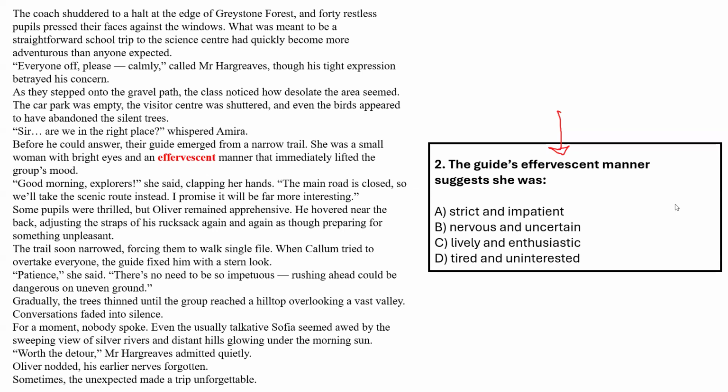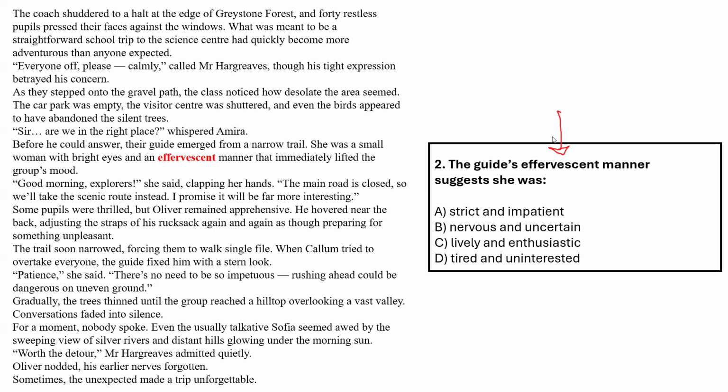Effervescent means that she is lively and enthusiastic, because it wrote that she was small. She was a small woman with bright eyes and an effervescent manner that immediately lifted the group's mood. It means that the children were very unhappy, but the lady with her enthusiastic manner made the children very enthusiastic. Wow, that's a brilliant answer, guys.